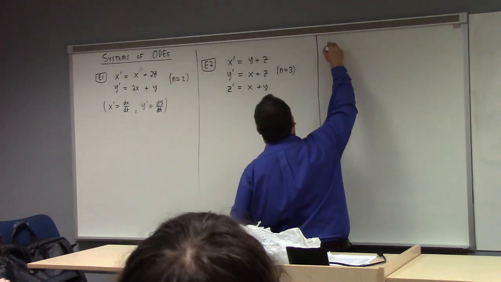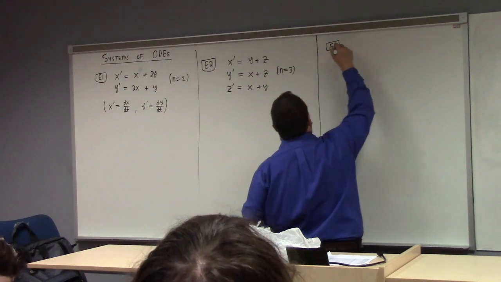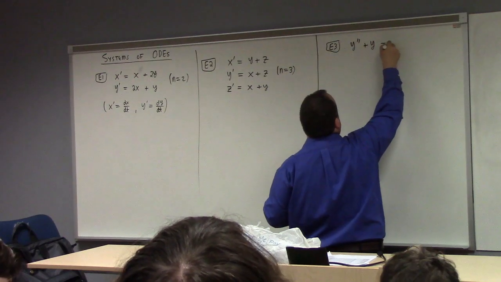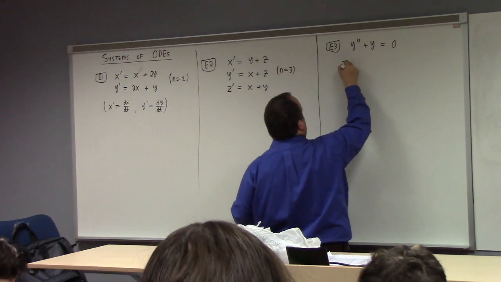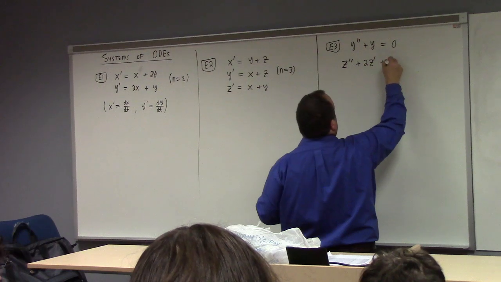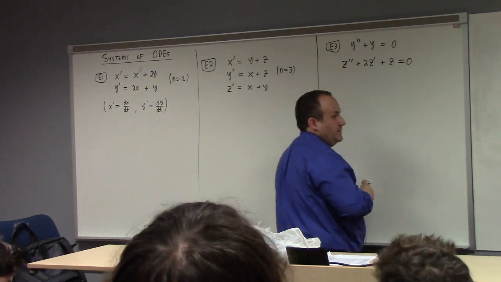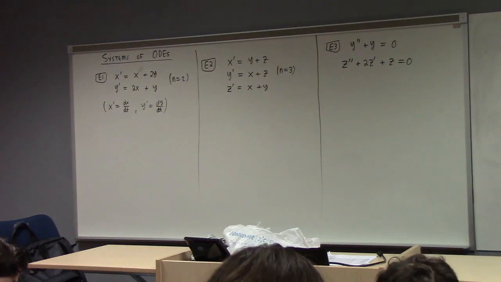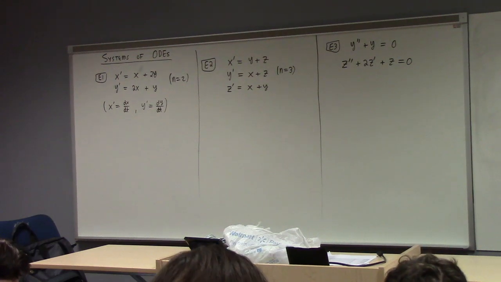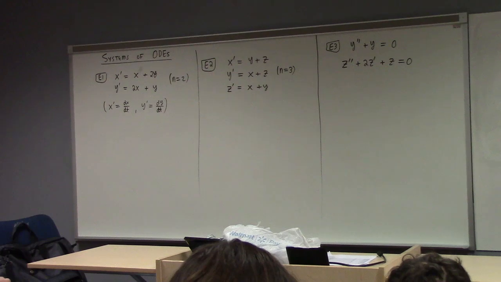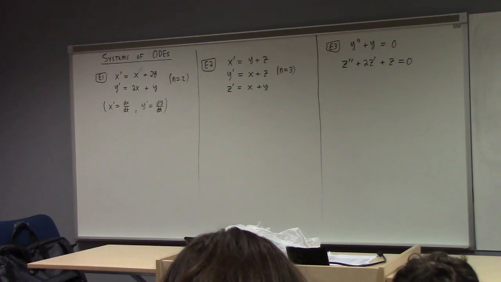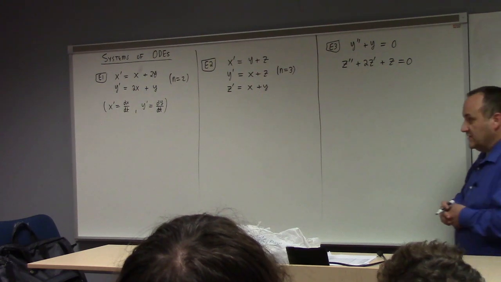All right, another example might be this. We could have y prime prime plus y equals 0, and we could have z prime prime plus 2z prime plus z equals 0. This would also be a system of differential equations, right? What's the difference between this and the first 2 examples? The first example I had 2 first order differential equations. The second example I had 3 first order differential equations. This one now I have 2 second order differential equations.